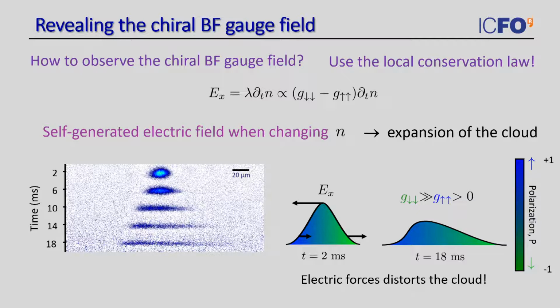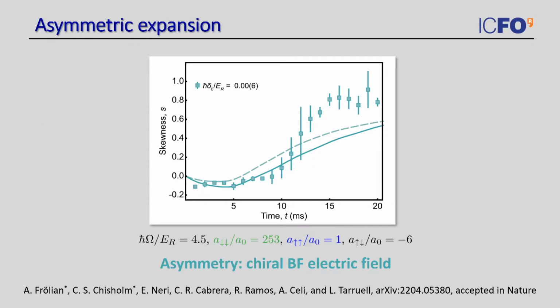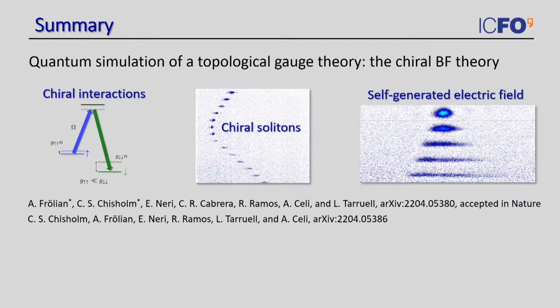So we can just characterize the asymmetry of our cloud using the skewness parameter, and this is what we get. So we see that upon expansion, the cloud develops an asymmetry, and this is in qualitative agreement with our theory model, and is telling us that we are generating this chiral BF electric field with the expansion. And with this, I really want to come to the conclusion of my talk.